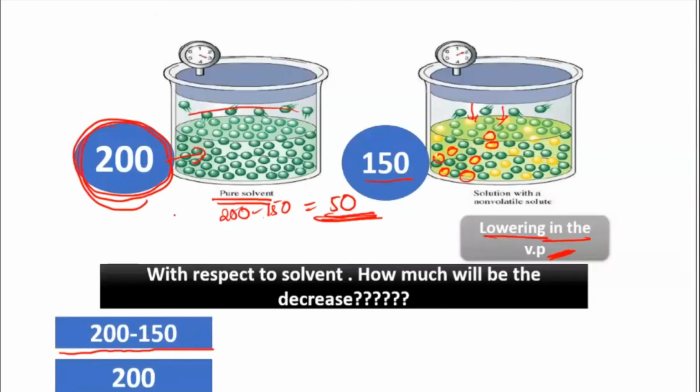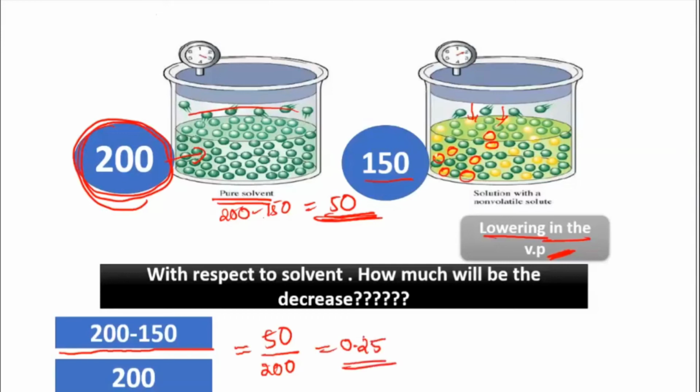Yes, very good. So 200 minus 150 by 200. Then the answer I will get: this will be 50 divided by 200, which is 1 by 4, that is 0.25.